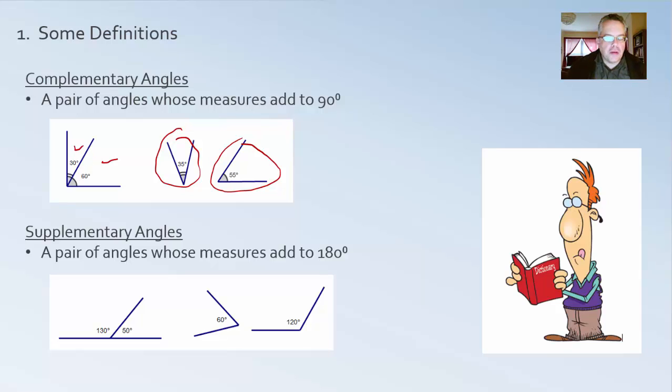As we've talked about in class, supplementary angles are a pair of angles whose measures add to 180 degrees. They could be adjacent. If so, they're called a linear pair. So 130 plus 50 is 180. Those are supplementary. But they don't have to be adjacent. They could be separated. 60 degrees plus 120 degrees is 180. So these angles on the left are supplementary. These angles on the right are supplementary to each other.